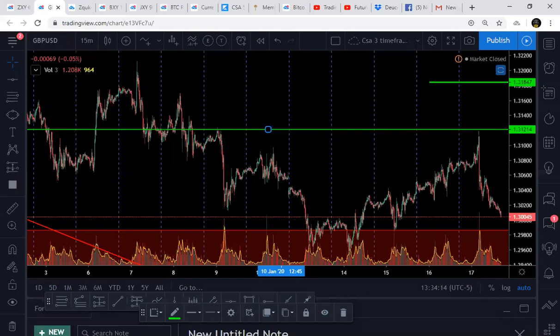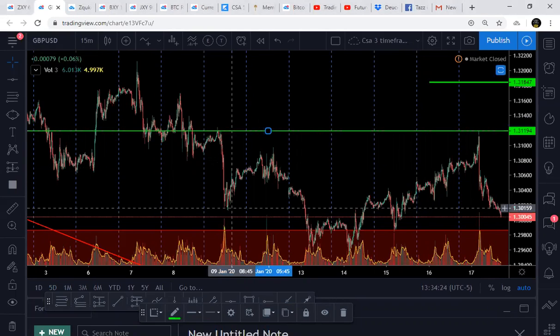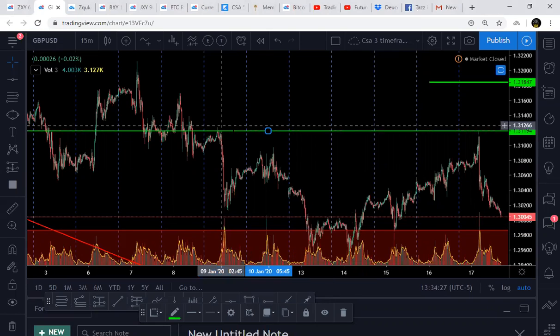Okay, are you able to see that line? Yeah, the green line. Yes, sir.